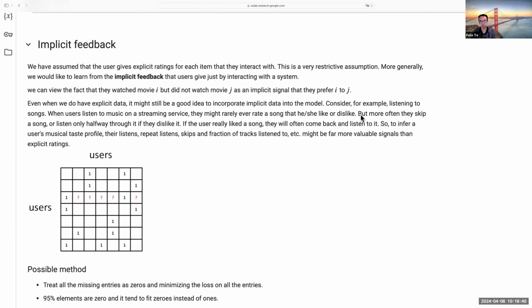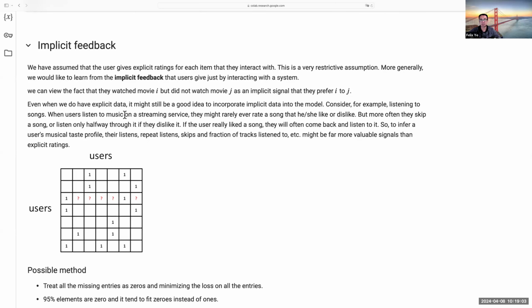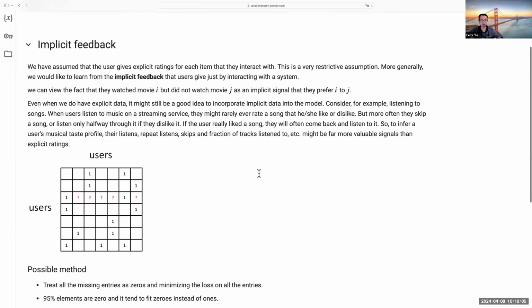So in fact, you can use this information, without even having explicit feedback, to infer users' taste profiles. Their listens and repeat listens, skips and fractional tracks may be more valuable signals than just explicit ratings, because explicit ratings are very sparse and rare, but this data is very rich.